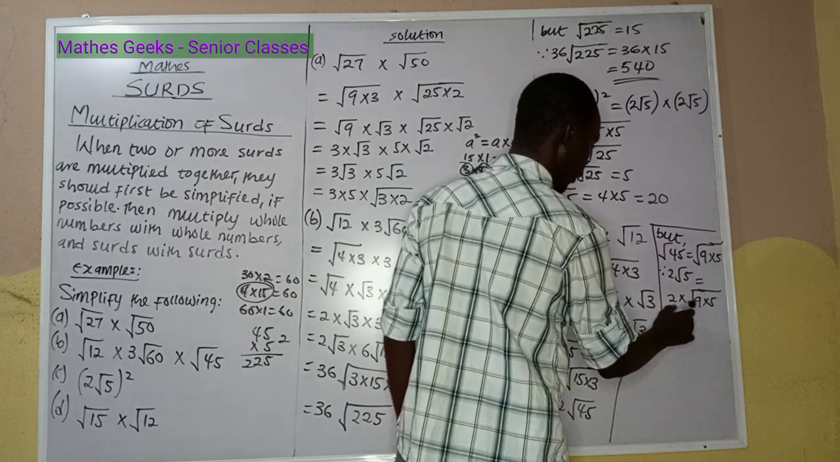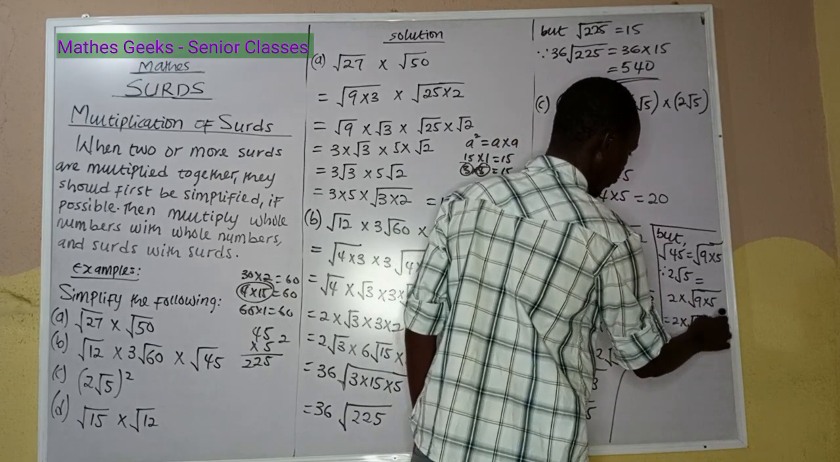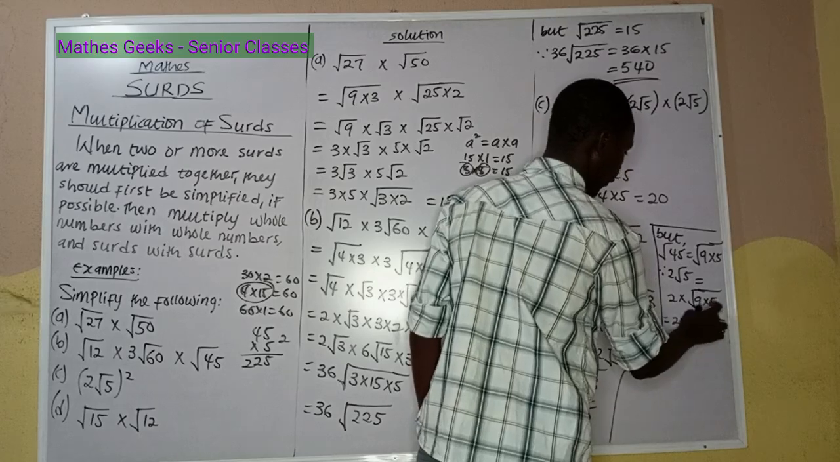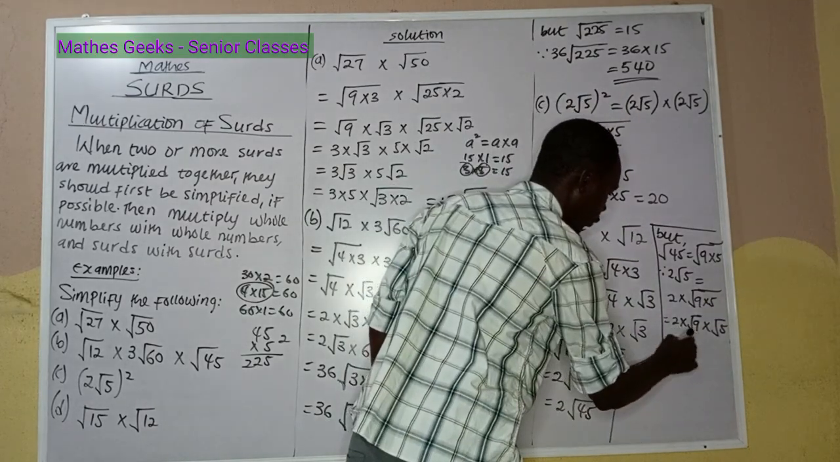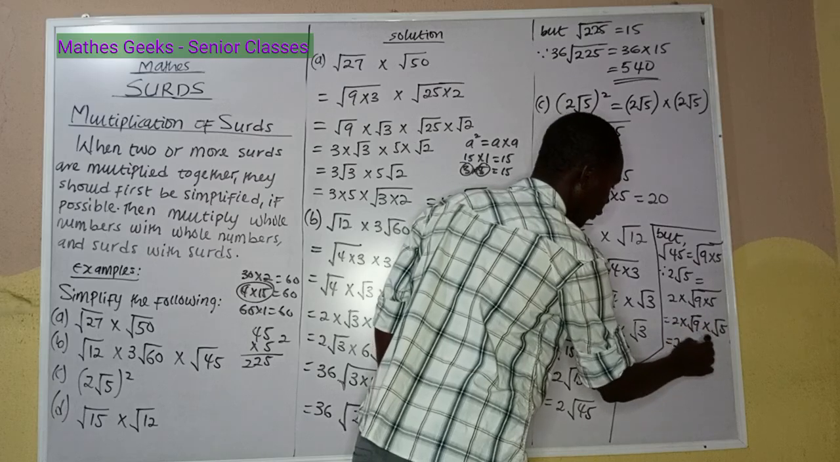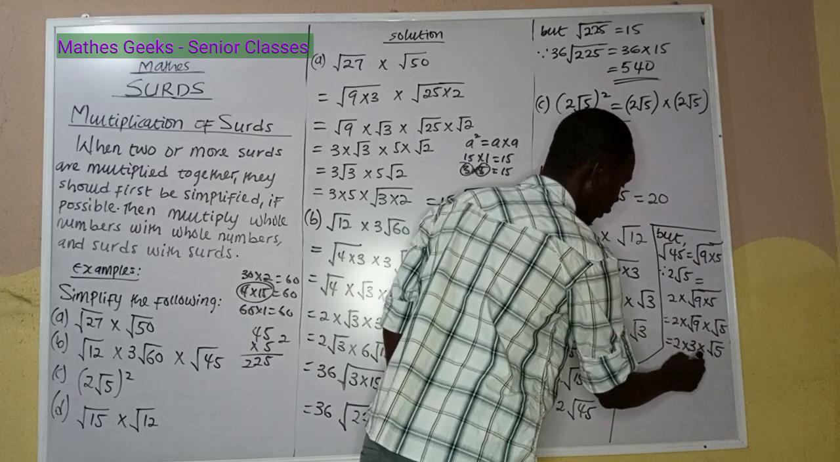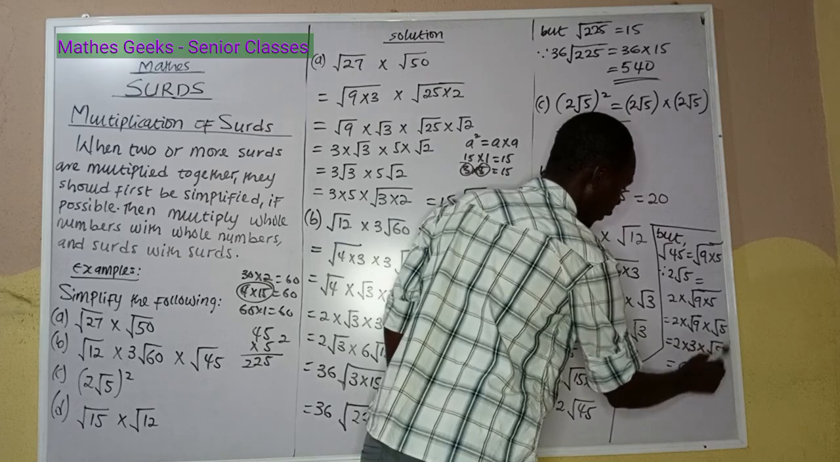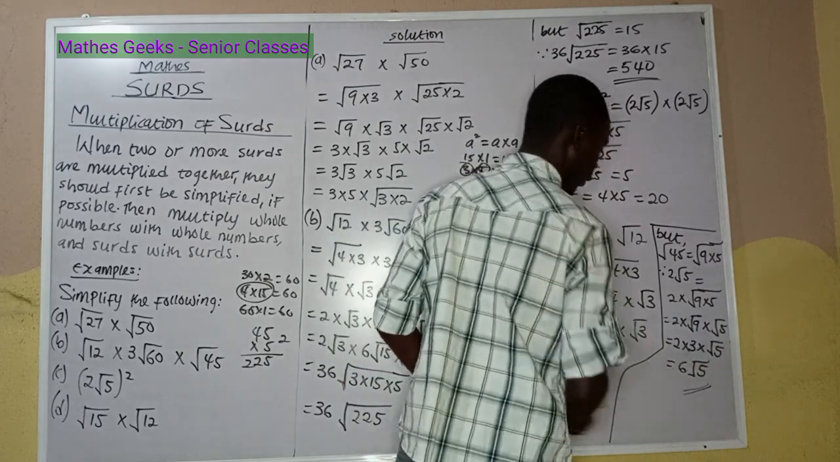Okay, and then this will give us equal to 2 times root 9 times root 5 times root 9 times root 5. And that will give us 2 times root 9 is 2 times 3, which is 6, and 6 times root 5. So the final answer is 6 root 5.